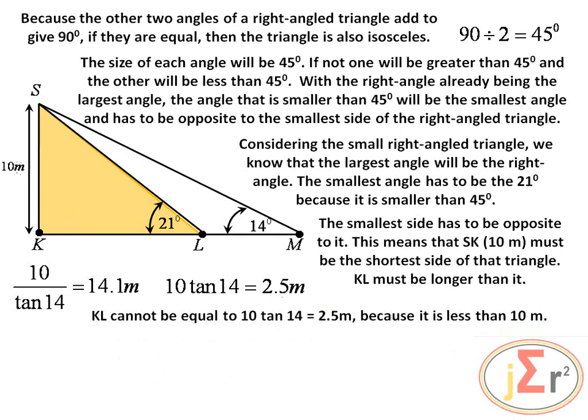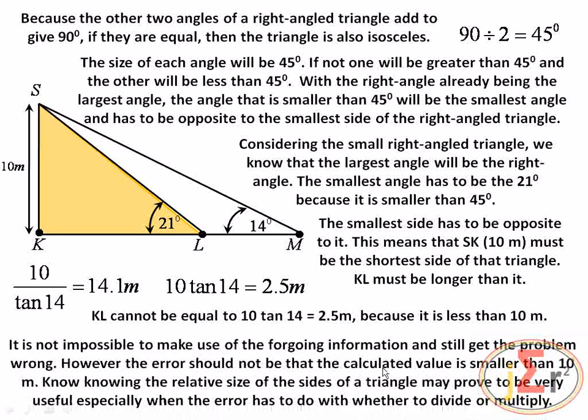KL cannot be equal to 10 tan 14, which is equal to 2.5 meters, because it is less than 10 meters, and we have already established that 10 meters has to be the shortest side of the triangle because it is opposite to the smallest angle. It is not impossible to make use of the foregoing information and still get the problem wrong. However, the error should not be that the calculated value is smaller than 10 meters.